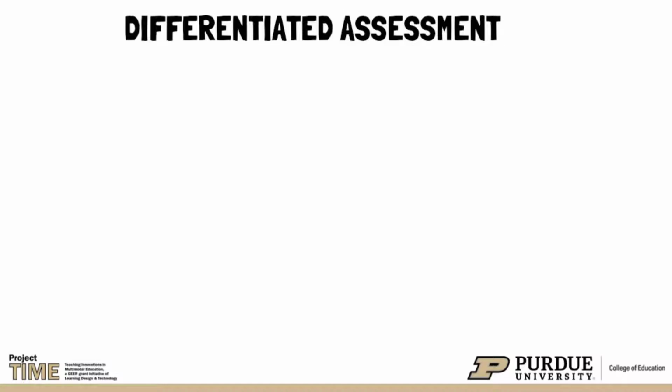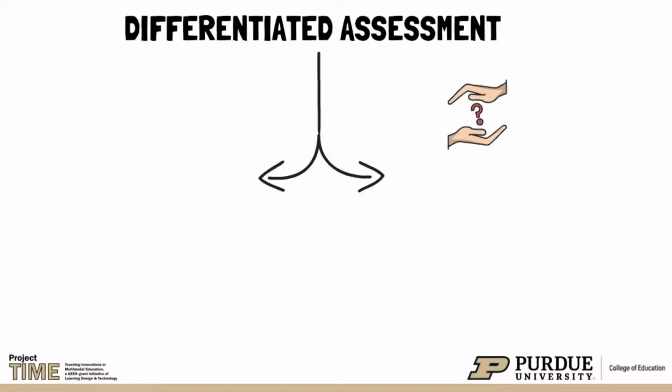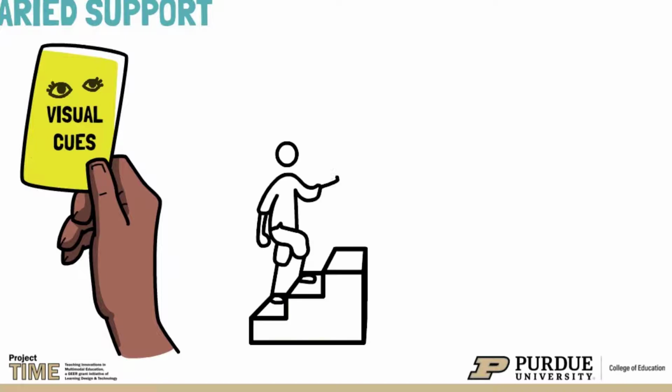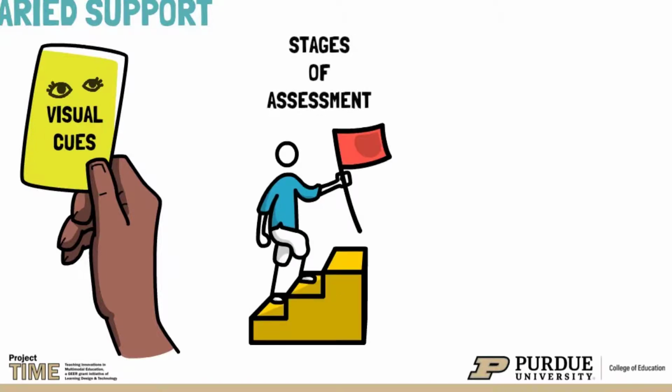There are two primary ways that assessments can be differentiated for special populations. One is through creating and communicating assessments to students by providing them with varied support. Providing visual cues to denote how much time is given for a particular assessment and indicating different stages of assessments can be one type of such support.